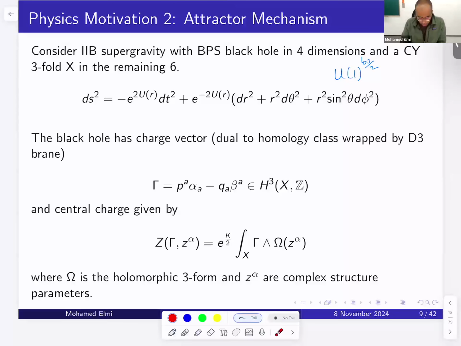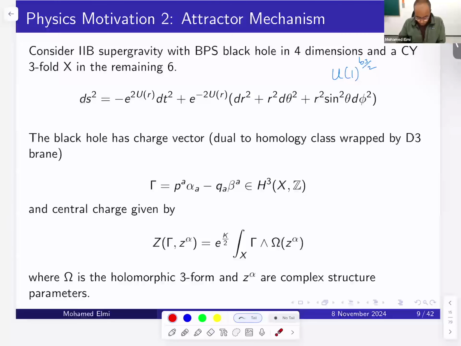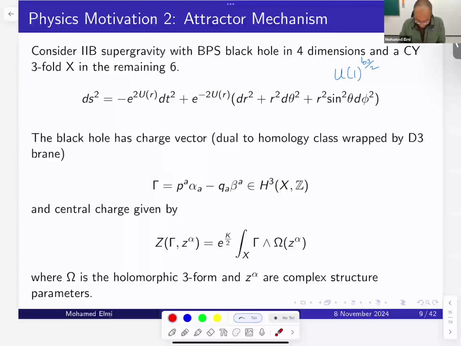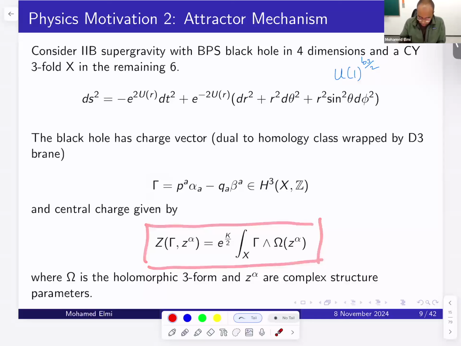And another way of saying this is that this gamma will be the dual of some homology class wrapped by a D3 brane. Again, if those words don't mean anything to you, don't worry, it's not so important. Well, it's important, but not for here. And there will be a central charge function, which is a lot like this potential that we met in the story with the flux compactifications.